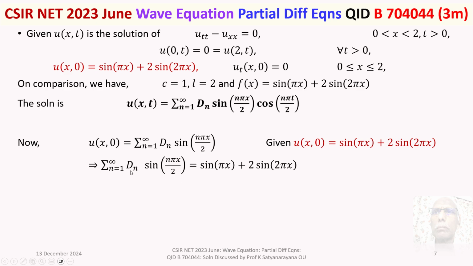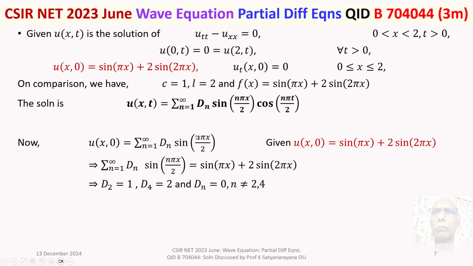n is 4 means d4 you have to consider. Therefore, the coefficient of d4 is sin 2 pi x. So d4 is 2, and d2 is 1, not d1, d2 is 1, and d4 is 2, and there are no other terms here, therefore the remaining dn's are all 0.